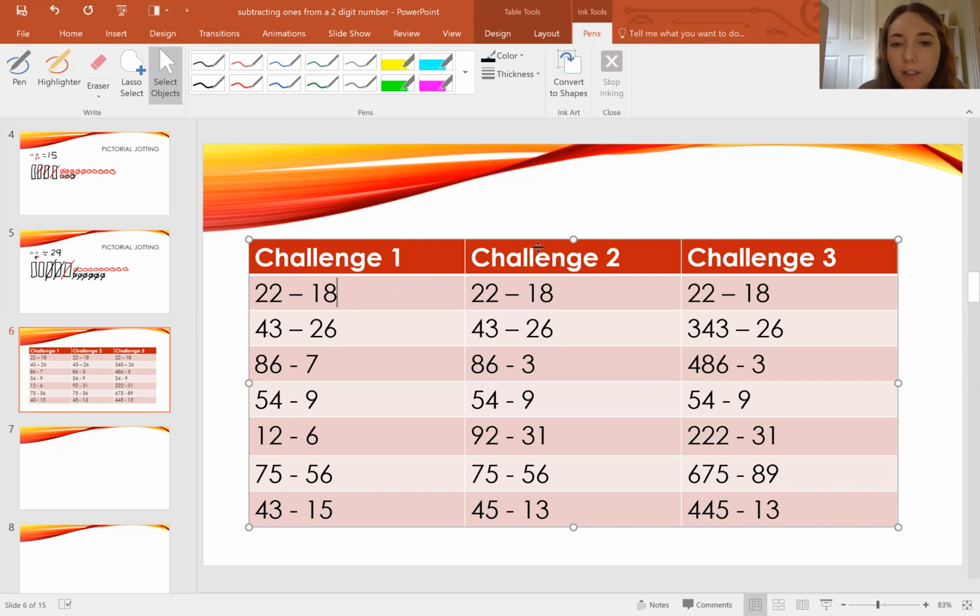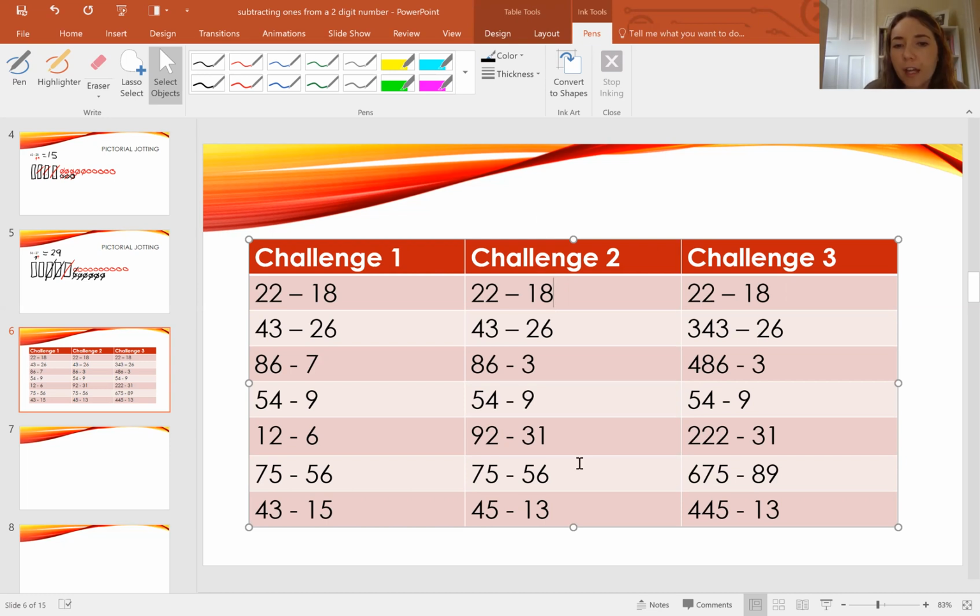Most of you should be having a go at challenge 2 today. Challenge 2, you've got a mixture of questions. Some of them you will need to regroup, others you won't. So you need to think about it carefully and think, do I have enough ones to subtract? If you do, you can just subtract. If you don't, that's when you need to regroup. Make sure you're not regrouping when you don't need to.